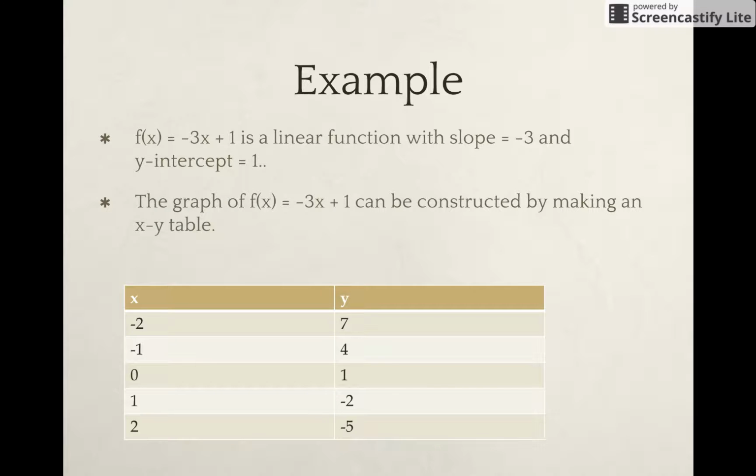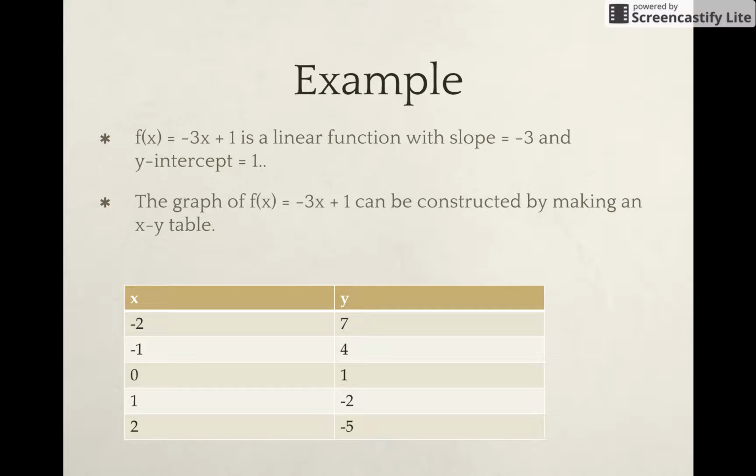Let's take a look at an example. Consider f of x equals negative 3x plus 1. This is a linear function with slope equal to negative 3 and y-intercept equal to 1. We recognize that by simply lining up the definition of linear function and the terms in their position.